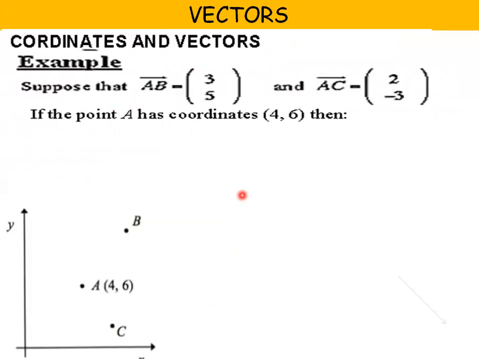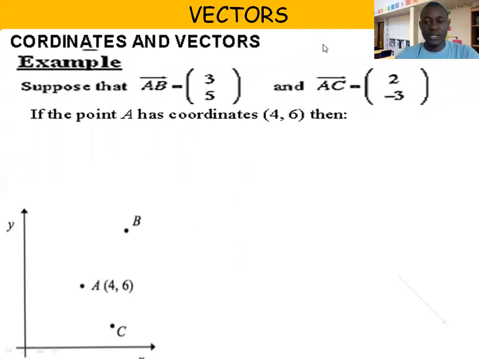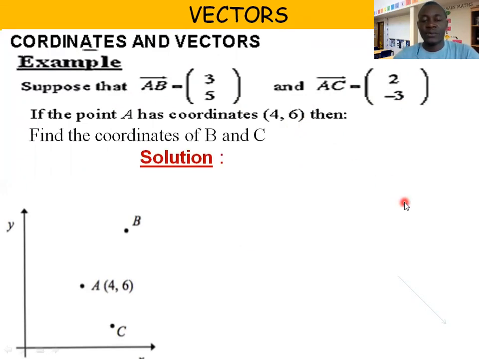Now let's take some examples higher than what we just did right now. Suppose that AB is the column vector (3, 5), and AC is the column vector (2, -3). If the point A has coordinates (4, 6), then find the coordinates of B and C.